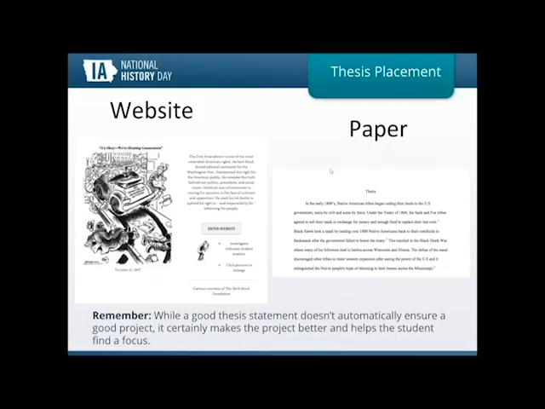And just FYI for all categories, all projects, while a good thesis statement doesn't automatically ensure a good project, it certainly makes the project better. It really helps students find a focus, and it really is a roadmap or the heart of your project. It's something that you'll always go back to and say, does it match? Is my argument strong? Does my research support it? Do I make a connection to the theme?